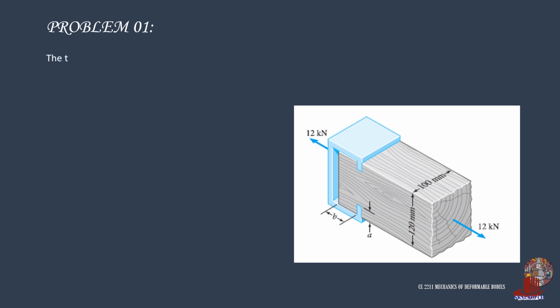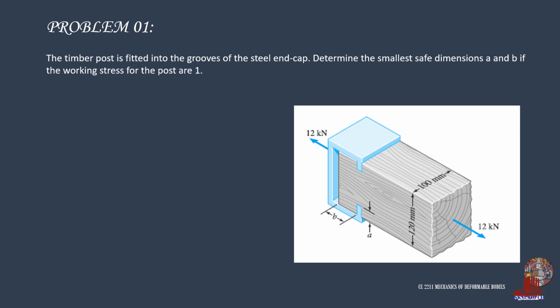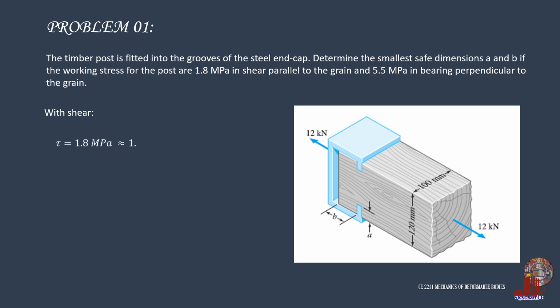The first problem consists of a timber post which is fitted into the grooves of the steel end cap. We are to look for dimensions A and B with the stress capacities of 1.8 megapascal in shear and 5.5 megapascal in bearing. Let's start with the given shear capacity. Tau is 1.8 megapascal, which is the same as 1.8 newtons per square millimeter.